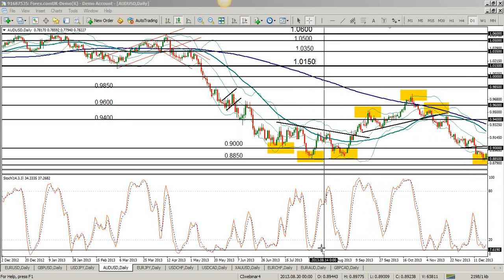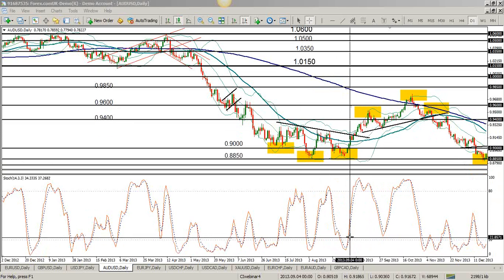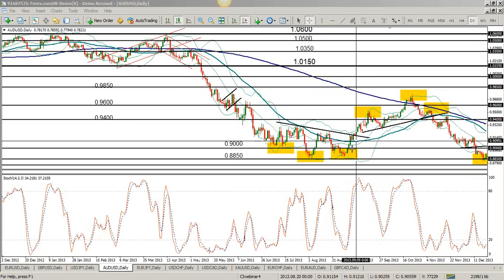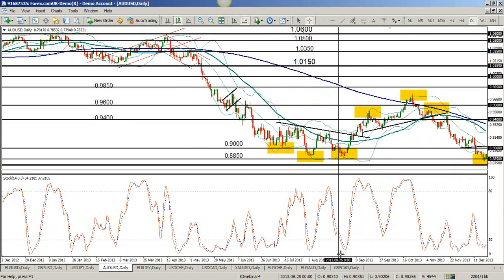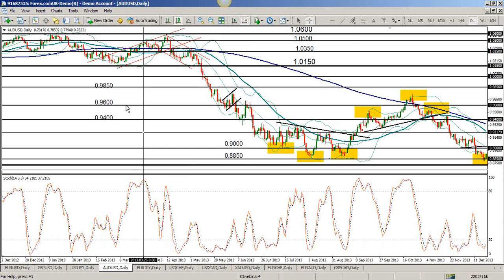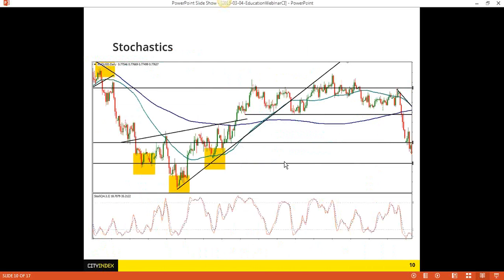So I'm not just looking at this. I'm looking at the big picture, but this is helping me a lot. Okay, let's go back here. So that's stochastics. Basically, again, a bounded indicator, I'm looking for emergence from overbought or oversold.